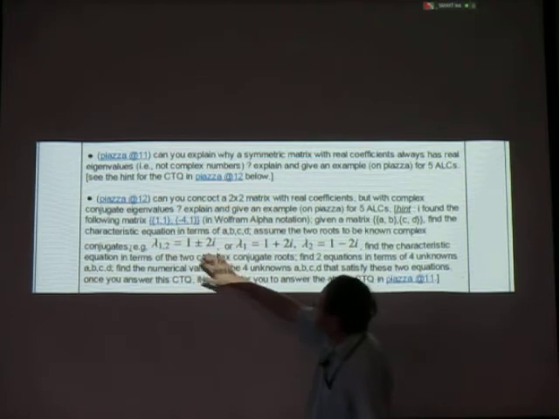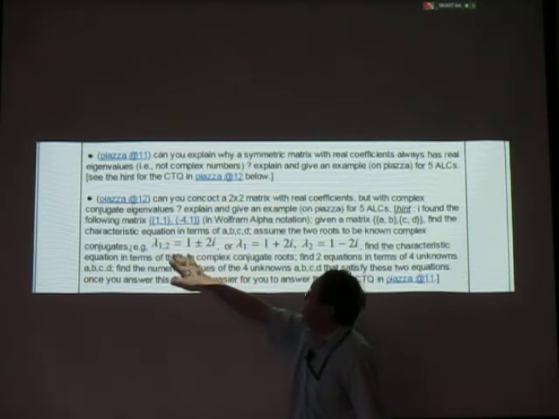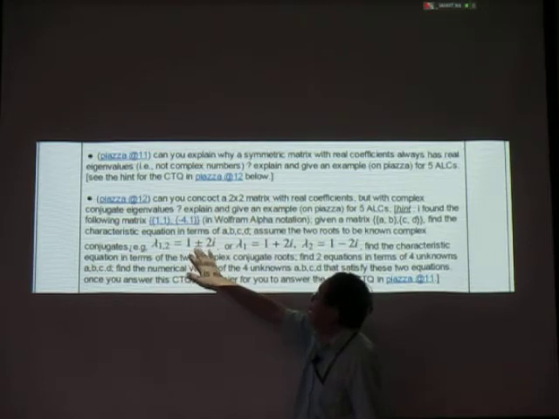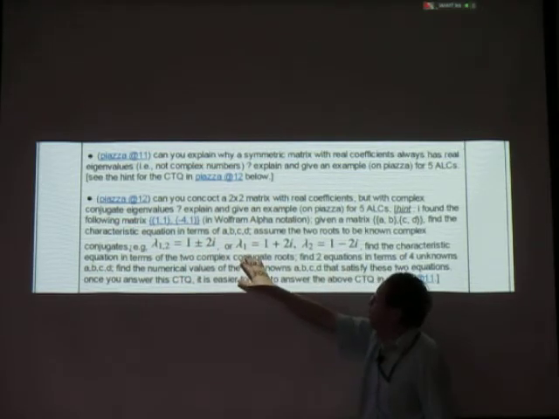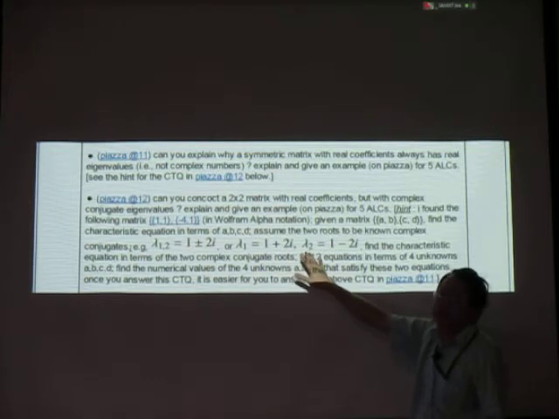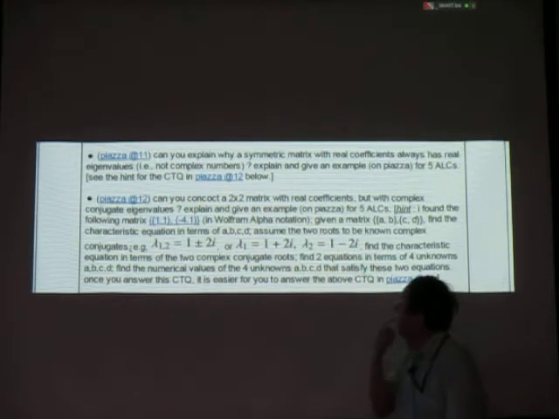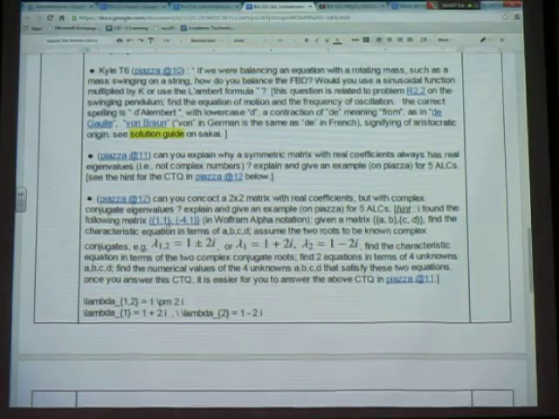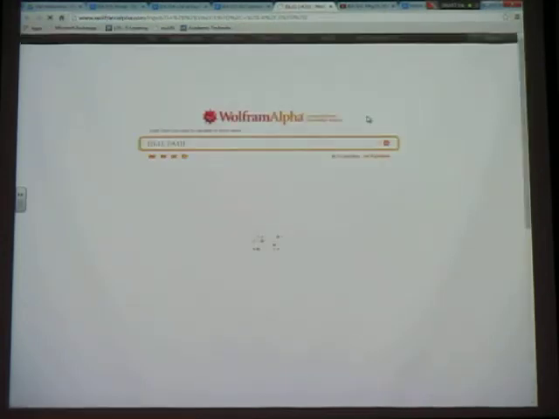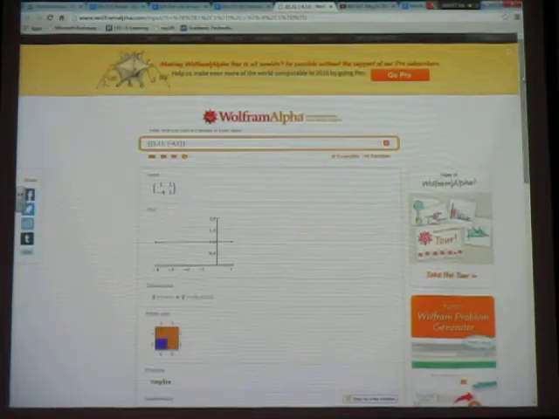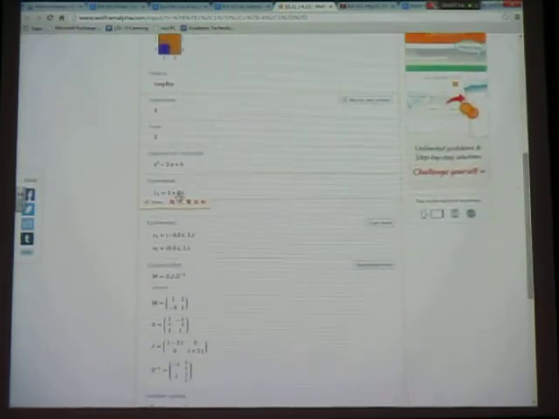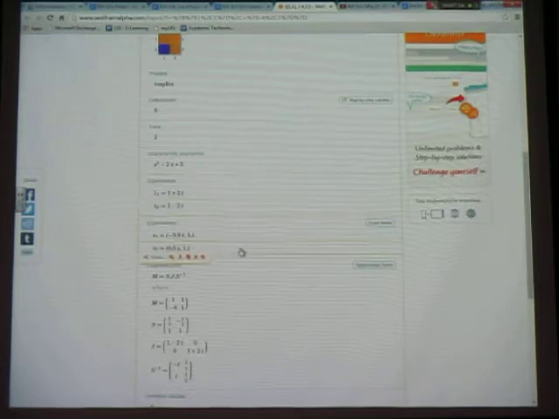You have 2 roots, lambda 1 and 2, equal to 1 plus or minus 2i, meaning lambda 1 is 1 plus 2i, where i is the imaginary unit, the square root of minus 1, and lambda 2 is 1 minus 2i. Let me demonstrate. If you click on this link, it brings up what I typed in Wolfram Alpha, and the answer is right here, the eigenvalues: 1 plus or minus 2i. So this is a complex conjugate pair.